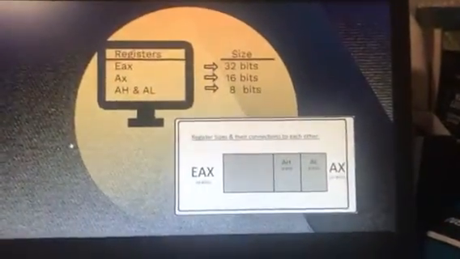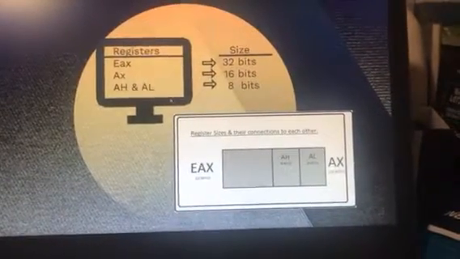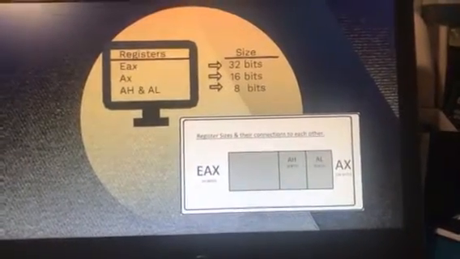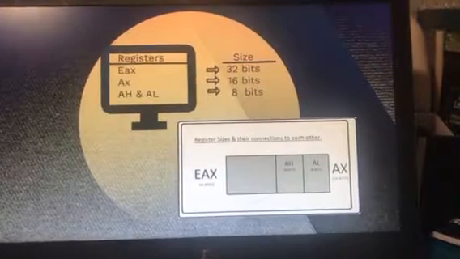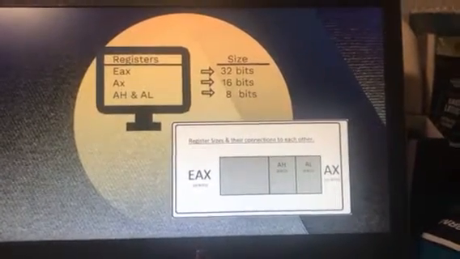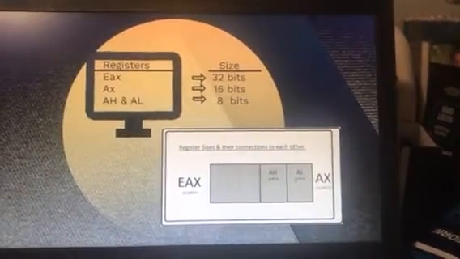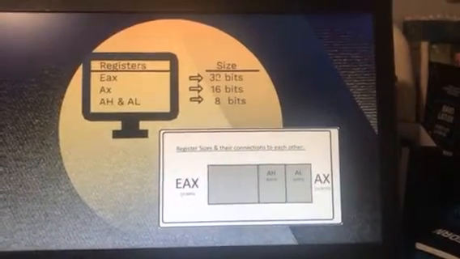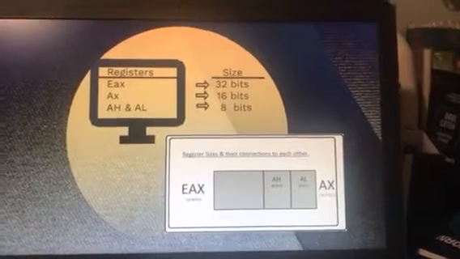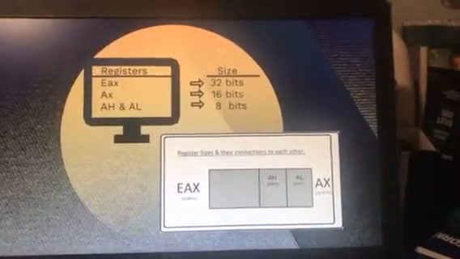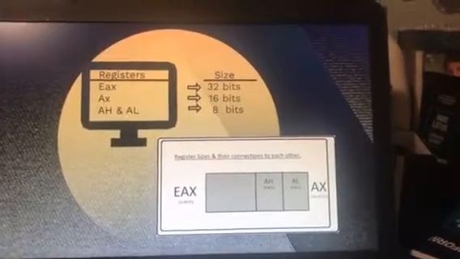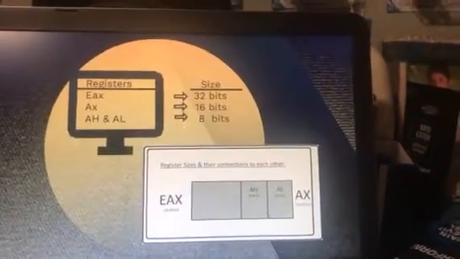So here I have registers in the form of a computer. We have EAX, AX, AH, and AL. I put AH and AL because they have similar size. Here to the right we have the size. We have EAX, which is 32 bits, AX, which is 16 bits, and AH and AL, which are 8 bits.